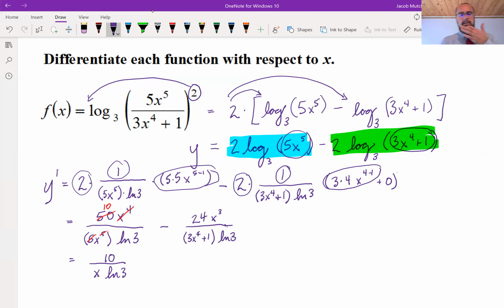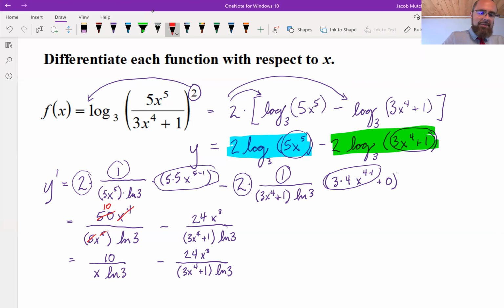So there's no cancellations there because I've got a binomial, 3x to the power of 4 plus 1, and that prevents any reduction above and below for that second fraction. So I'll just write it down below. And what we need to decide is how can I combine that now as one single fraction. And remember, when you're combining fractions by subtraction, the big consideration is the denominators need to be identical. So my least common denominator here is going to be the natural log of 3 times x times 3x to the power of 4 plus 1.